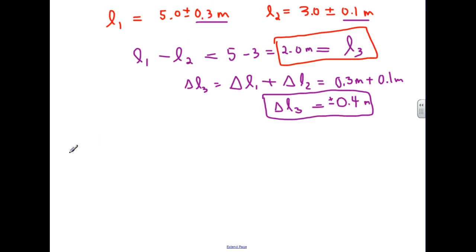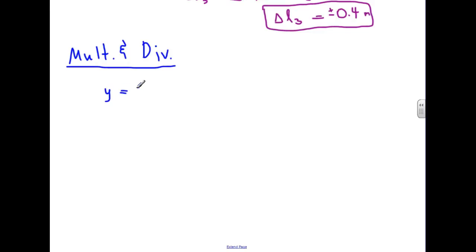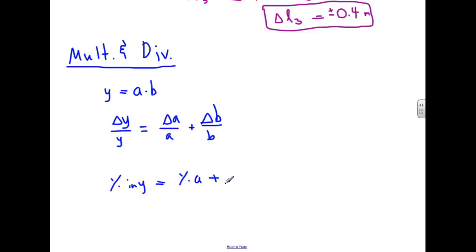So again, okay, multiplying and dividing. Okay, if y is equal to a measurement A times a measurement B, then you could say the fractional uncertainty in y equals the fractional uncertainty in A plus the fractional uncertainty in B. Another way to think about this is to say the percentage uncertainty in y is equal to the percent uncertainty in A plus the percent uncertainty in B. And there's no formal notation for percentage uncertainty, so we kind of make up a notation, and this is the notation I like to make up.